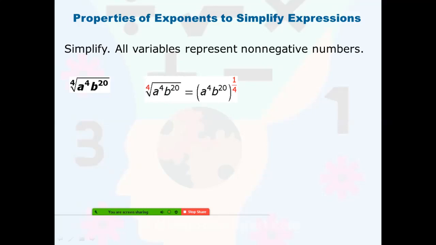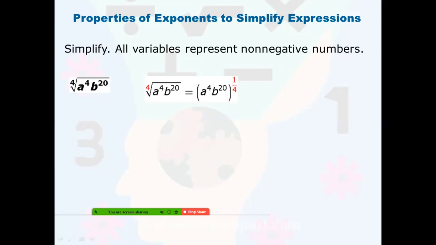So we put them inside the parentheses. This is nothing but the numbers under the root. So when you remove the root sign, what happened to the 4? It became a fraction. Then what are we going to do? We are going to multiply each one of the terms with this exponent.